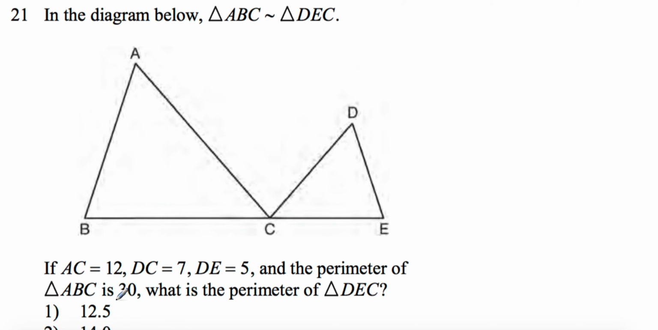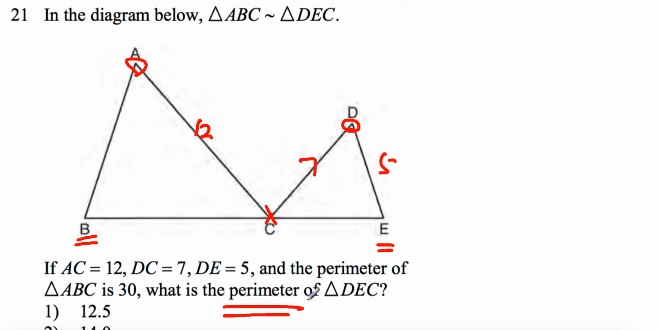All right, so here we get, notice A corresponds to D, and then B corresponds to E, and C corresponds to itself. AC is equal to 12. And the corresponding side will be DC, but we'll see about that. DC is equal to 7, and DE is equal to 5. And then the perimeter of the big triangle ABC is 30. So the whole thing is 30. What is the perimeter of DEC, which is the smaller triangle?